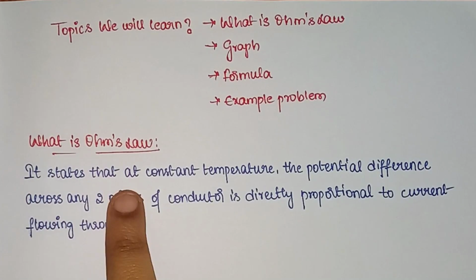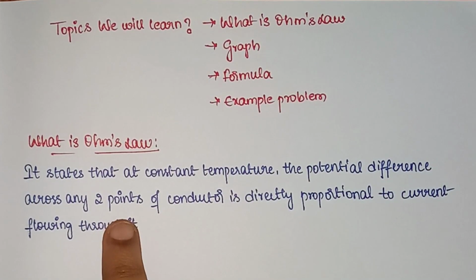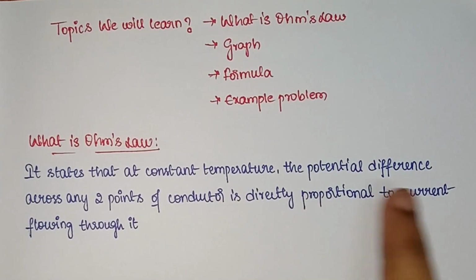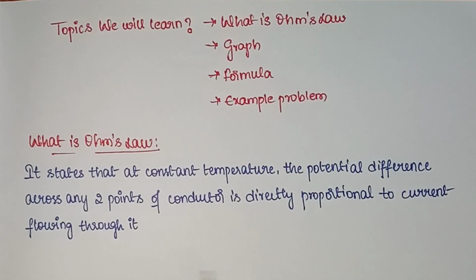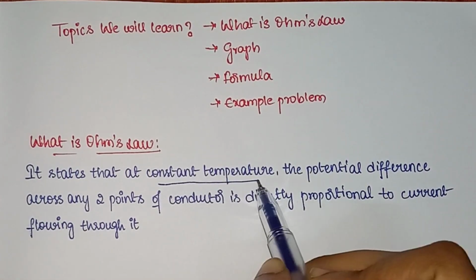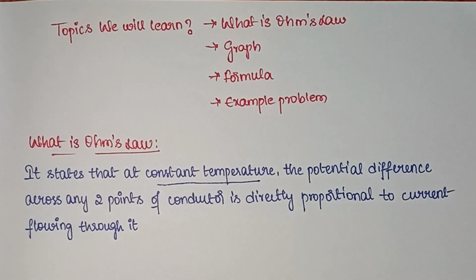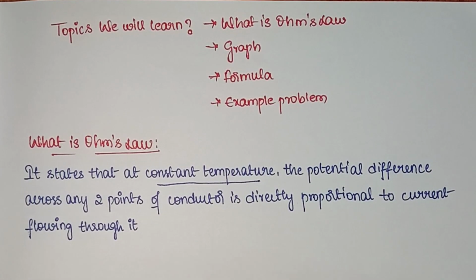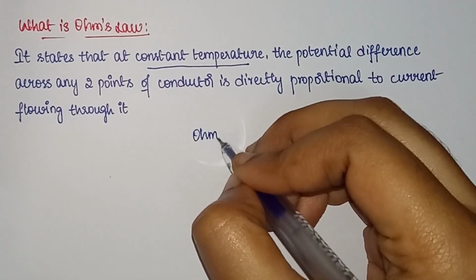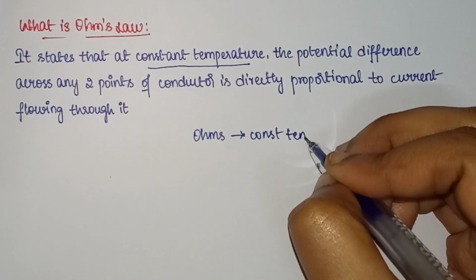Ohm's law states that at constant temperature the potential difference across any 2 points of a conductor is directly proportional to the current flowing through it, which means you need to remember 2 points here. At constant temperature, Ohm's law will work only if the temperature is constant. If the temperature is not constant and if the values are changing, then Ohm's law will not work. See, Ohm's law only at constant temperature it will work.